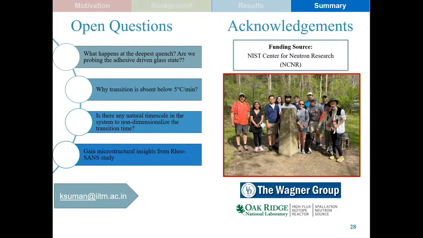Although we understand many things, there are yet many things for us to explore, and we don't know why that is occurring. Like, why is 5 degrees per minute the critical ramp rate above which the transition is occurring, and why is it not occurring before that? Is there any critical time scale of the material which we can utilize to non-dimensionalize the transition time and come up with a non-dimensional time for that? So these are the few questions which we don't understand.